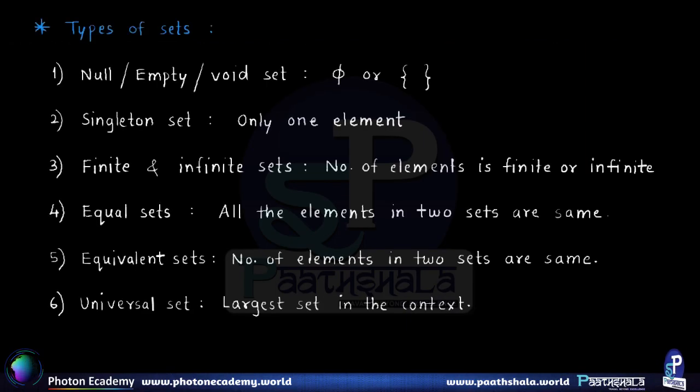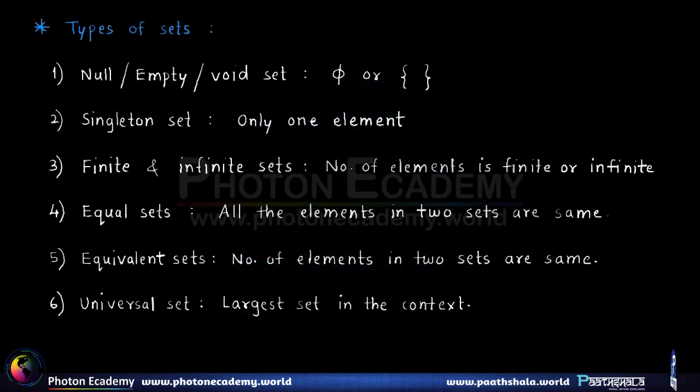Now let us see the different types of sets. First is the null set, also called the empty set or a void set. It is a set which does not contain any element at all. That is called a null set, and it is denoted by the Greek letter phi, or simply the empty curly braces, like this, right?